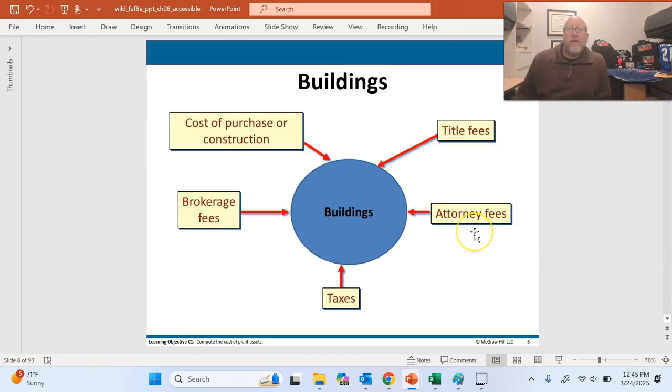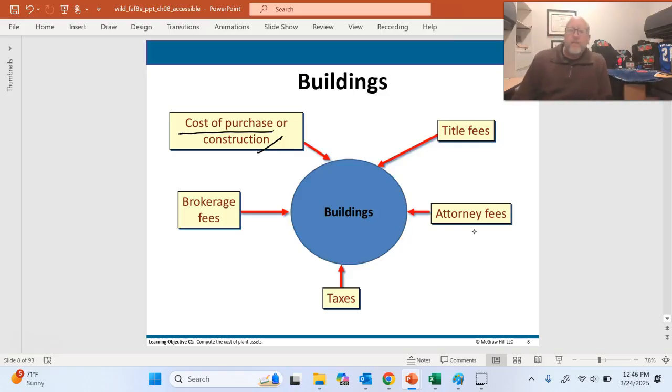Buildings, right? Again, same concept. I'm going to have two types of buildings. Either I'm going to purchase an existing building or I'm going to make a new building. Okay. But any of the costs associated with the construction of the new building would be included in the cost of the building. Anything that I pay for an existing building, that would go into the cost of the building as well.